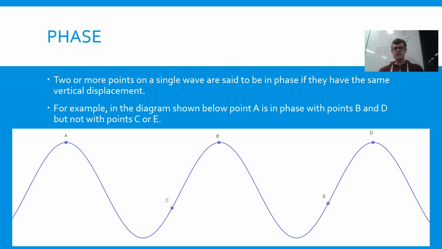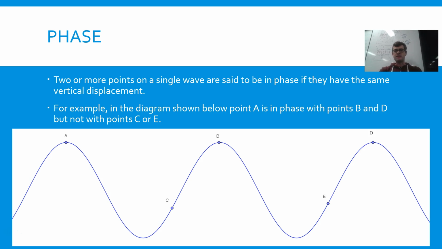When we're talking about a single wave, we can talk about phase in the single wave. We can talk about points as being in phase with each other if they have the same vertical displacement. So in other words, they're at the same point on the wave. In the diagram below, we have 5 points, A, B, C, D and E. Of those, A, B, and D are all in phase with each other because they're all at the top of a crest. And C and E are also in phase with each other because they're sort of halfway up and heading upwards.